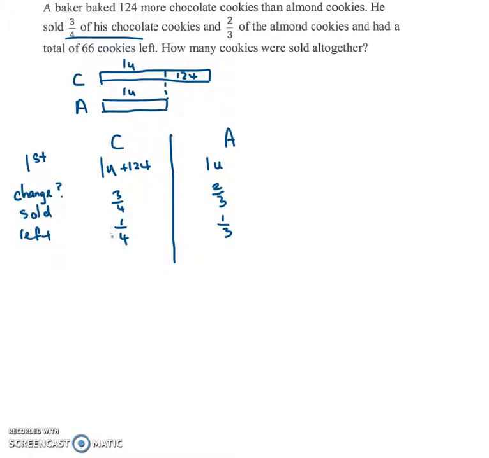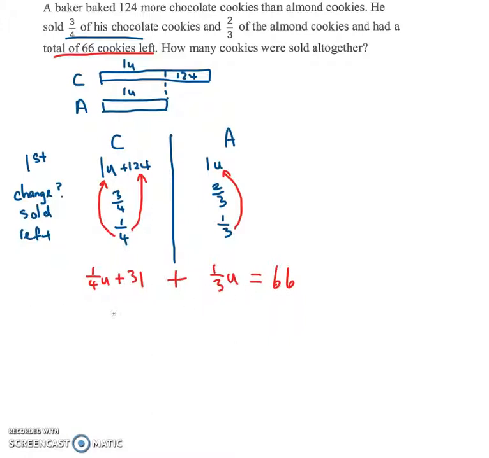So a little bit of math now. I need to take this 1/4 multiply by the 1u, 1/4 multiplied by 124, and 1/3 multiplied by this. So after a while, you realize it's always the same steps. So 1/4 times 1u is 1/4 u. 1/4 times 124 is 31. And 1/3 times 1u is 1/3 u. So after that, they had a total of 66 cookies left. So what that means is left, so this plus this equals 66. Okay, so what's left with chocolates and what's left with almonds add together is 66.